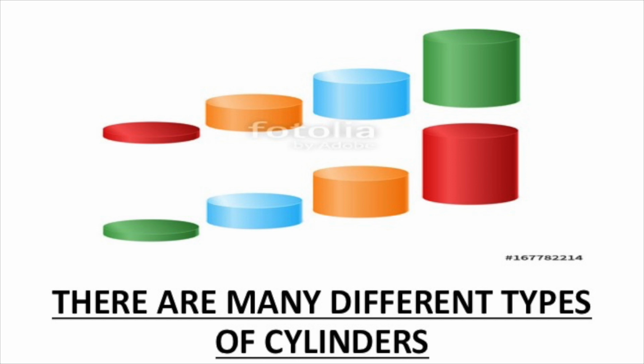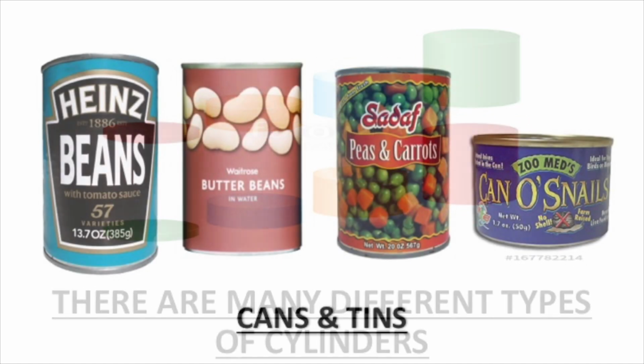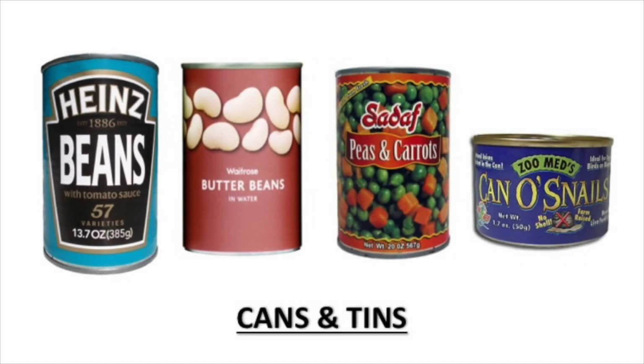There are many different types of cylinders. You can see here, food cans, or cans and tins. Yes. The main cylinder that you might know is if you drink a can of soda, that can is a cylinder. That's the shape of your can. It's a cylinder.